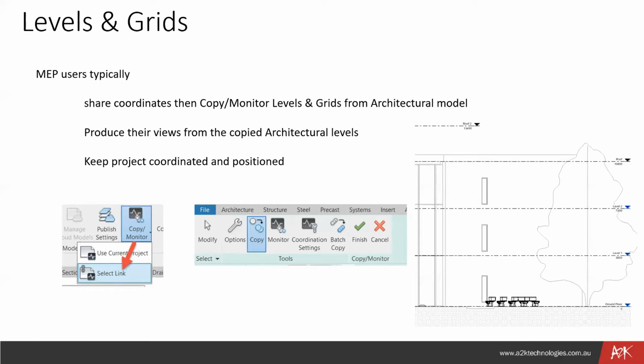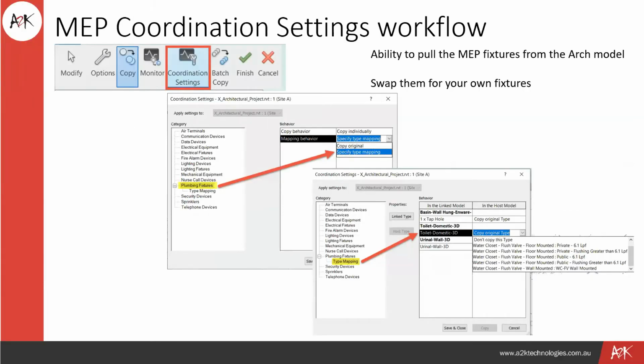Let's jump over to now talk a little bit about the lesser known area of the Copy Monitor tool, and that is the coordination settings. Okay, so the coordination settings button, which can be found within the Copy Monitor tools when you are in the Copy Monitor mode, opens up this dialog box, which you can see an example of on the screen.